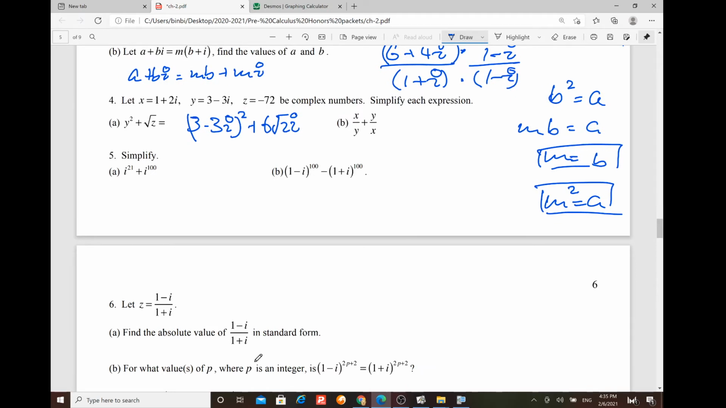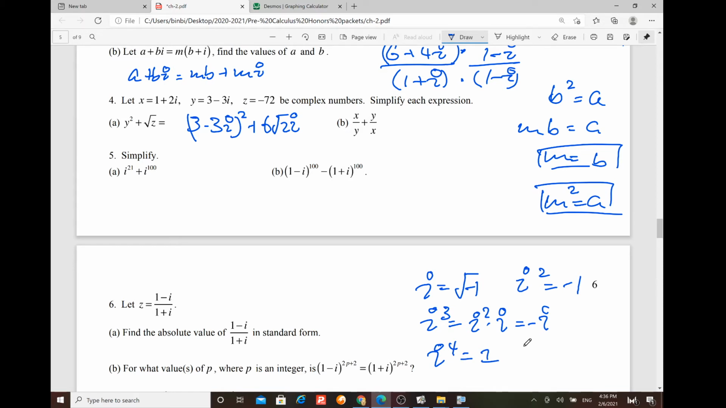So the one that I really want to talk about is the I cycle. We talked about that in Algebra 2 already. So I is considered the square root of negative 1. So I squared is negative 1, so I cubed is I squared times I, so negative I. I to the 4th power is just 1, because I squared times I squared is negative 1 times negative 1, so 1. I to the power of 5 is just going back to the normal I right here.